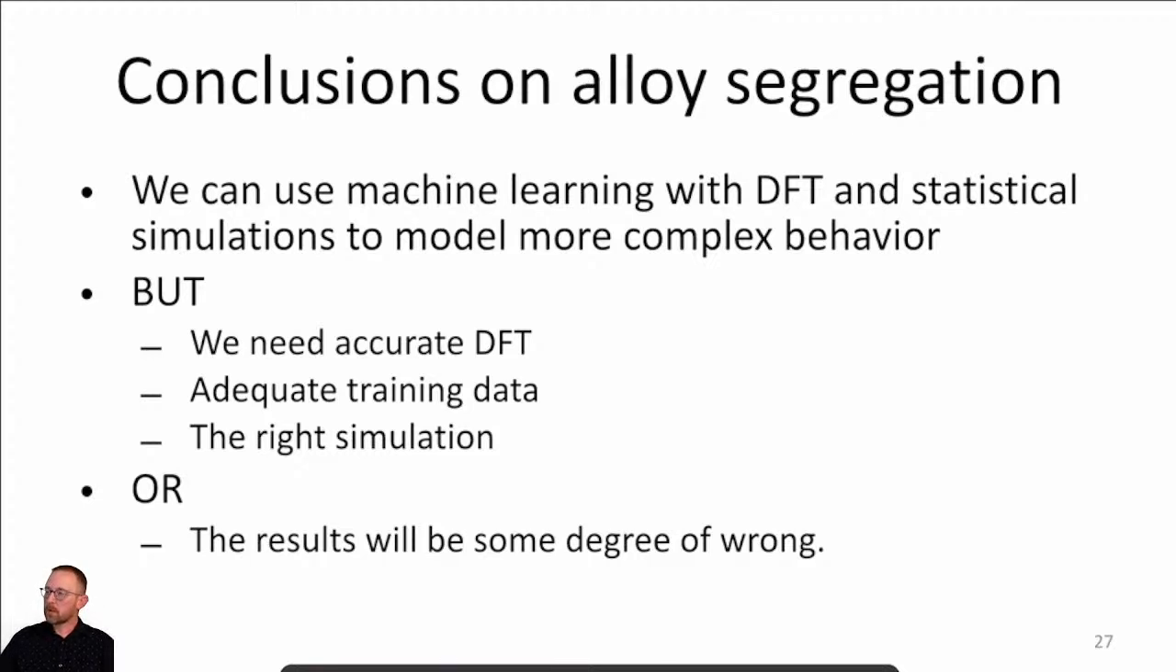So here we have shown we can use machine learning with DFT and statistical simulations like Monte Carlo to model more complex behavior. But I'll point out we need accurate DFT, we need the right training data, and we need the right simulation to get the right results. And if you don't have all three of these, then something about what you do is not going to be totally right.